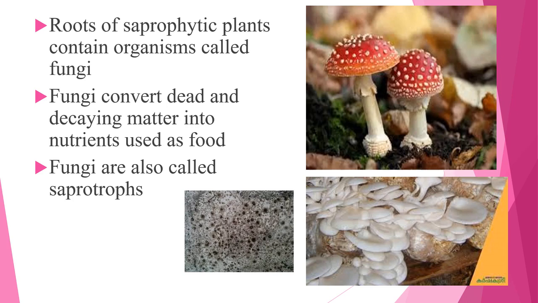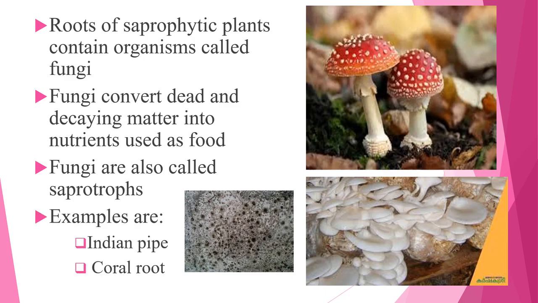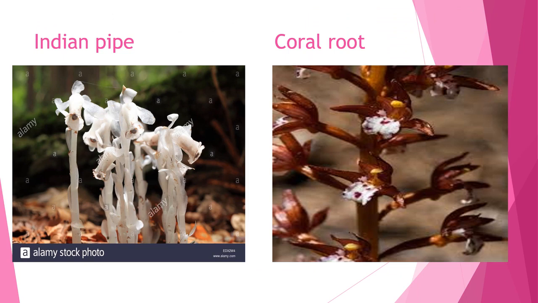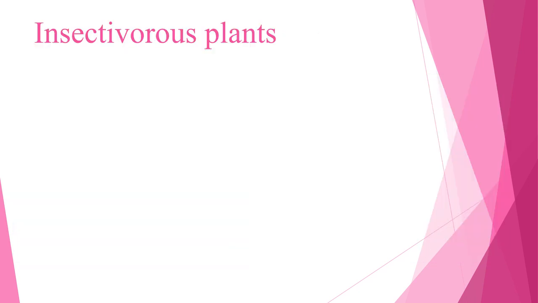Earlier, fungi were also considered plants, but now they are classified as a separate kingdom. The examples of saprophytic plants are Indian pipe and coral root. This is the Indian pipe, this is the coral root. The Indian pipe is whitish in color. Both plants have no leaves at all. Generally they are found in deep shade in tropical forests. Indian pipe is generally found in Asia and North America. Coral root is found in forests around the world. Insectivorous plants.